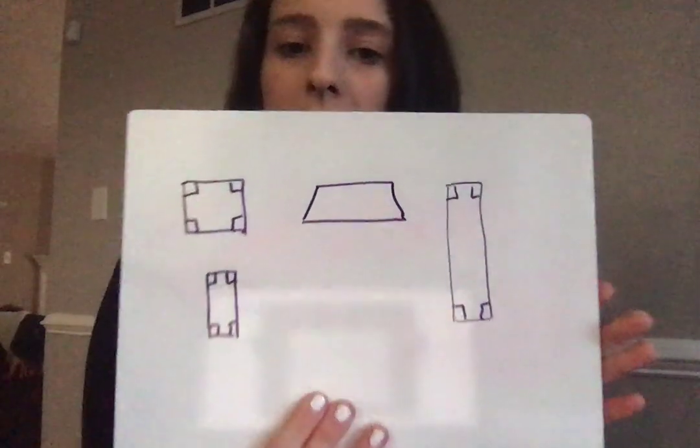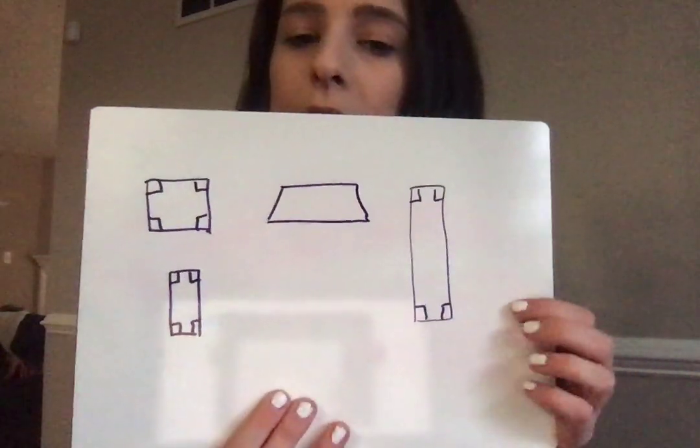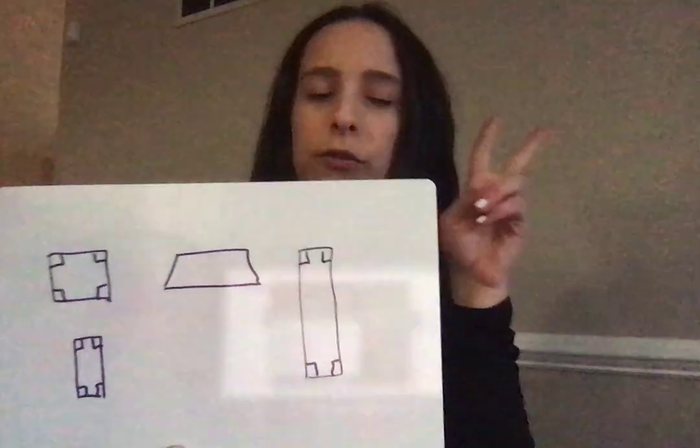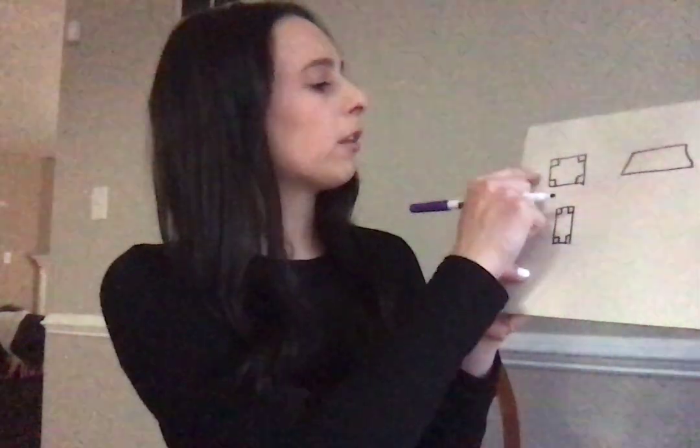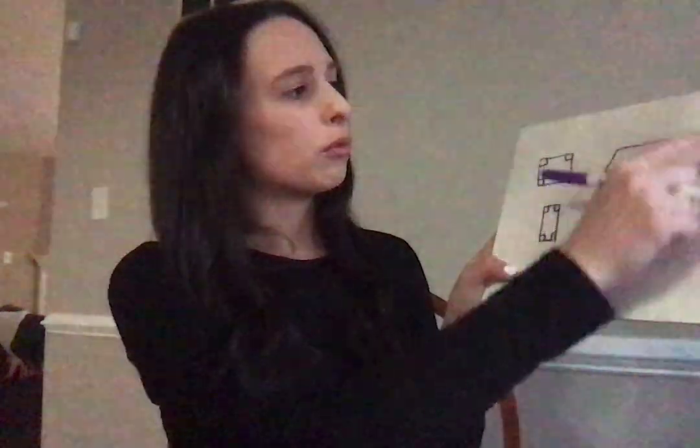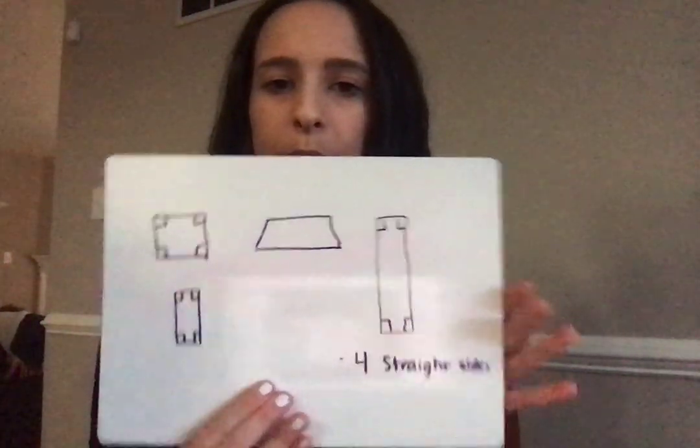They all have 2 attributes that are the same. Looking at these, I'm going to think about the 2 things we talked about for the first group. We talked about sides and we talked about corners. So these all have 1, 2, 3, 4. This one has 1, 2, 3, 4. This one has 1, 2, 3, 4. This one has 1, 2, 3, 4. So they all have 4 straight sides. I say straight because they are made of straight lines.